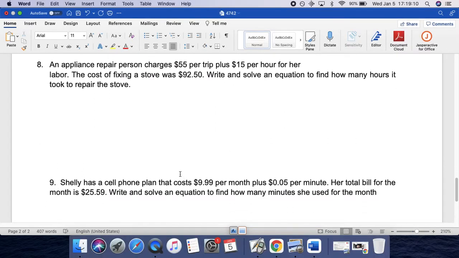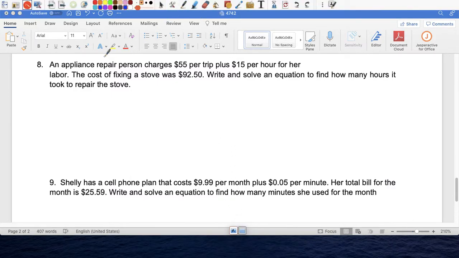An appliance repair person charges $55 per trip plus $15 per hour for her labor. The cost of fixing a stove was $92.50. Write and solve an equation for how many hours it took to repair. So just for her to come to your house and fix, what is it that she's fixing? The stove, she's going to get paid $55 right off the bat. Okay, so whether she works 1 hour, 2 hours, 3 hours, 5 hours, $55 is guaranteed.